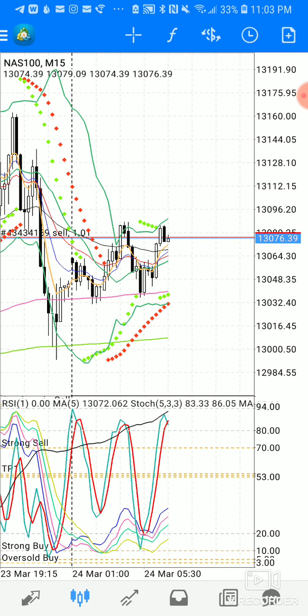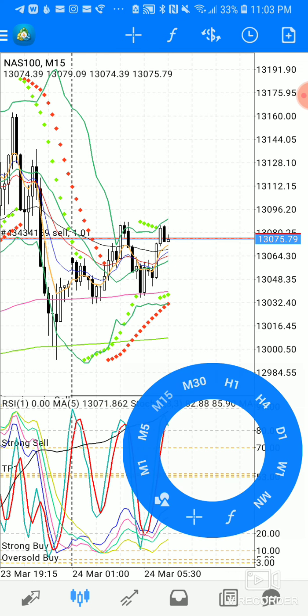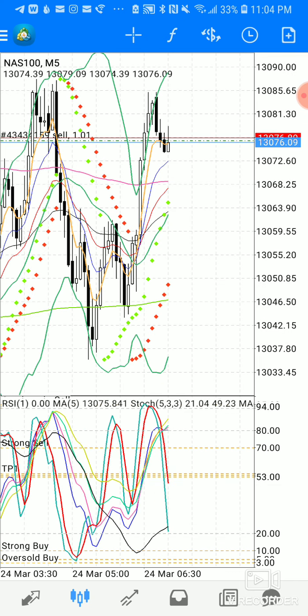Pay attention to the stochastic at the bottom. That's going to flip back down. That's on the 15-minute chart. This is the 5-minute chart. Look at the price. The price action, the candlestick.